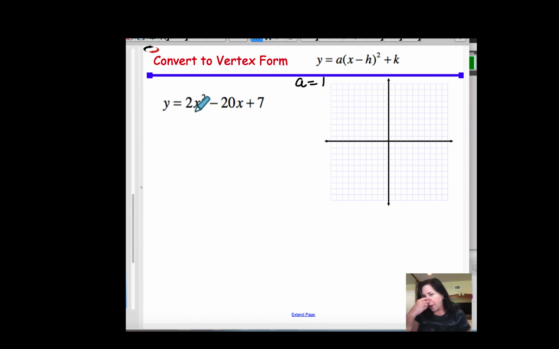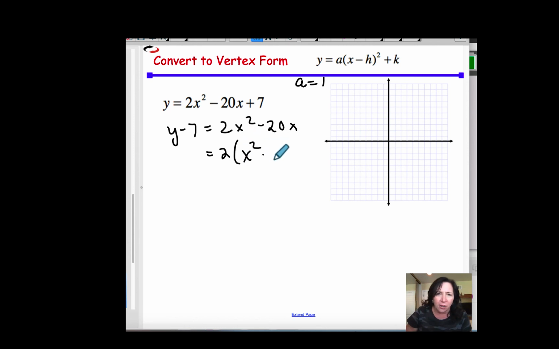So first off, I'm going to move that 7 to the other side. So I'm going to go y minus 7 is equal to 2x squared minus 20x. You're not going to just go through and divide by 2. What you are going to do is factor out that 2. By factoring that 2 out, now my x squared is 1. And this also is going to help us in a later section, which we call conics, which is super fun.